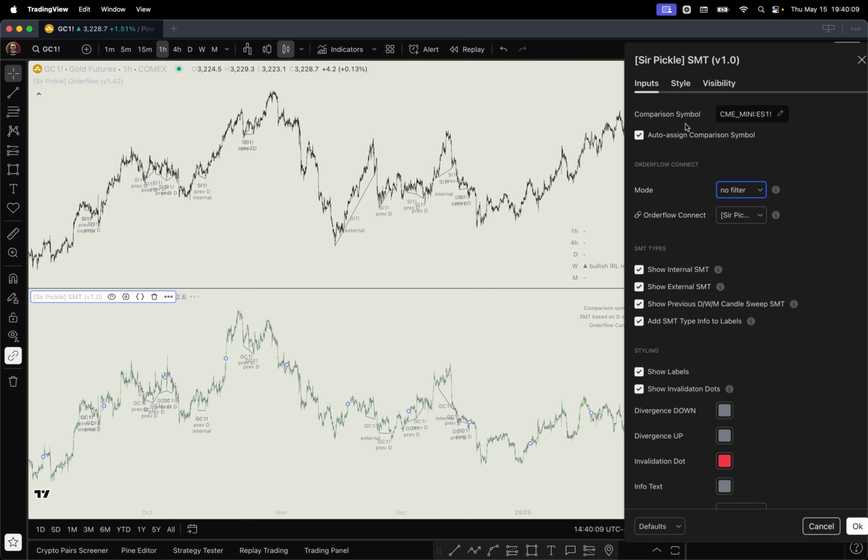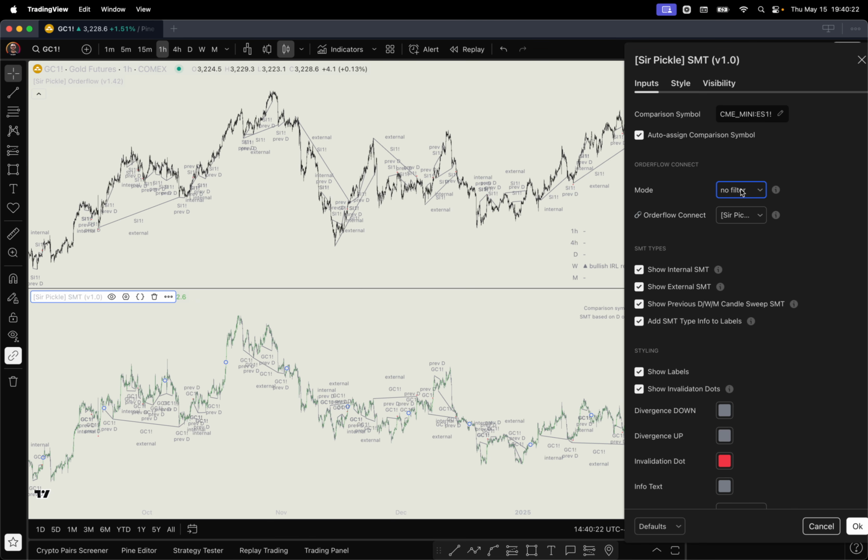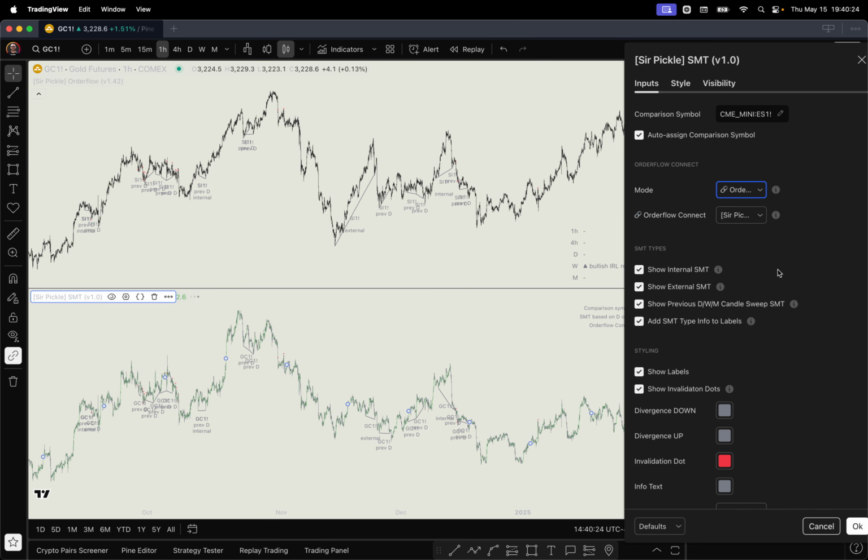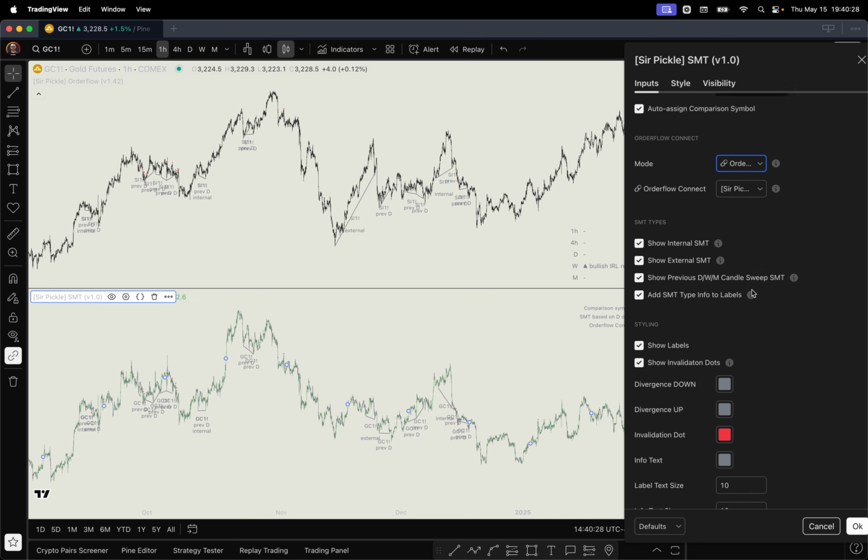Once it loads, this always loads a bit slow because it has to reload the order flow indicator whenever you make the change here, but it works. And you will see in a moment, many more will appear as you see here. So here it's not filtered and here it is filtered. And that is pretty much all.